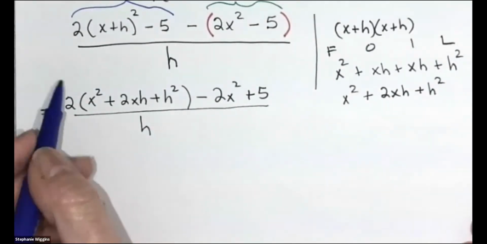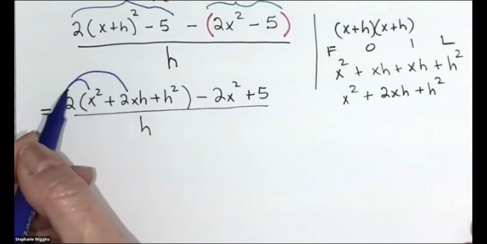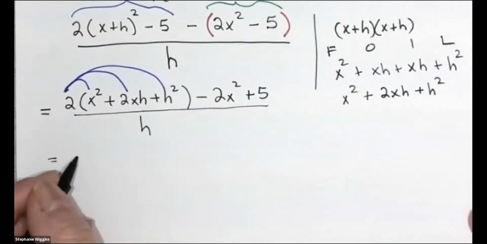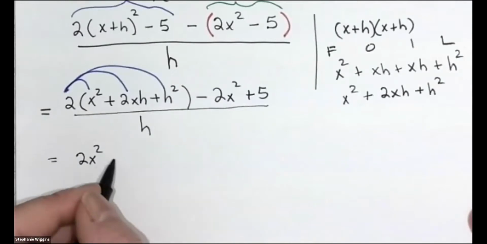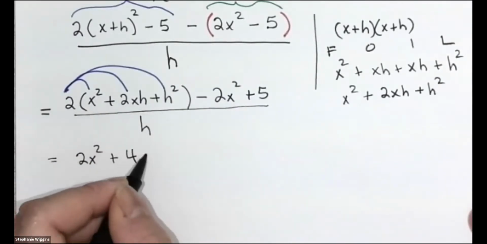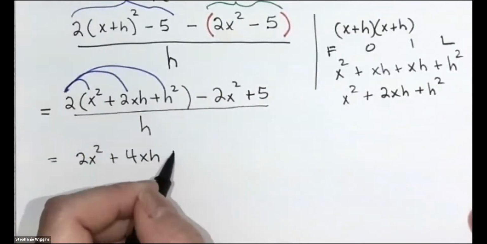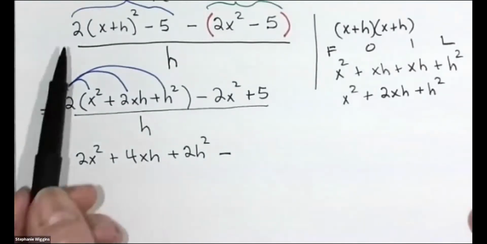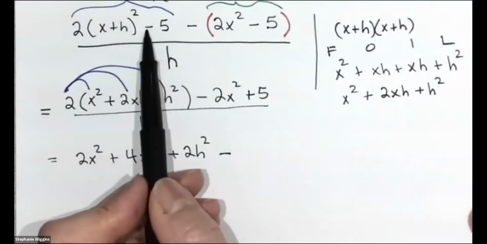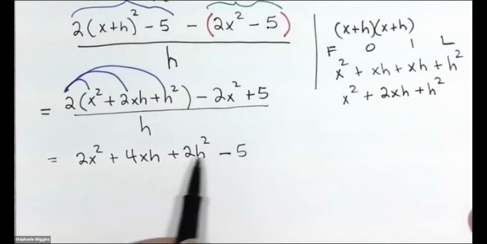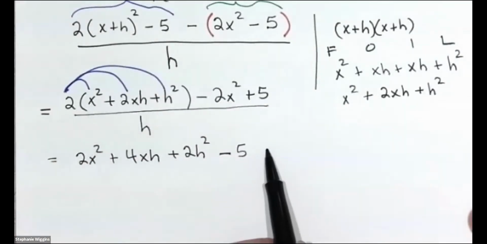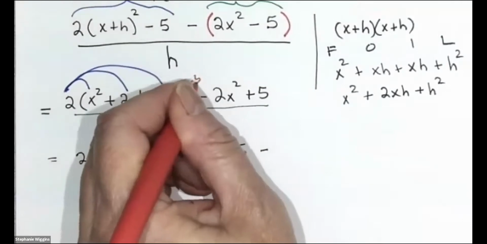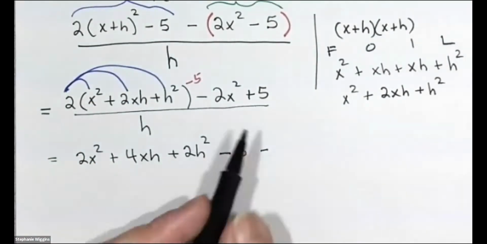And then I'm going to distribute the 2 to each term. So we get 2x squared. 2 times 2 is 4, so that becomes 4xh, 2 times h squared, minus, okay, so here I distributed the 2. Now I've got to subtract 5. And then I'm going to subtract this, and I missed the 5 in here. I've got to put that in there. Forgot that. Okay.